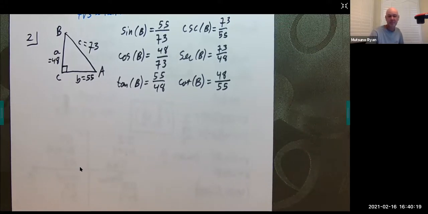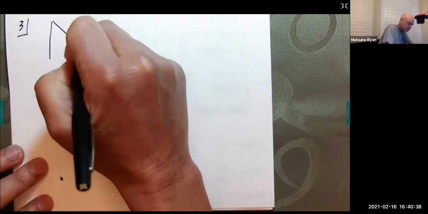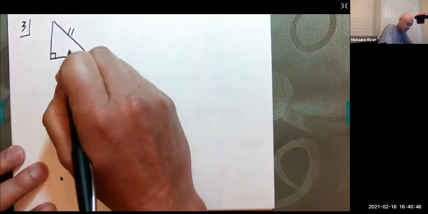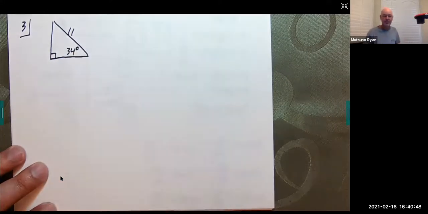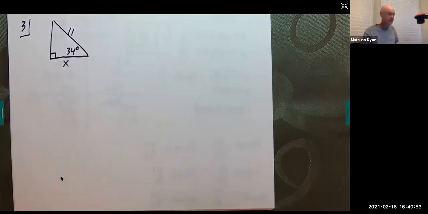Looks like a lot of work, but it really isn't so much. Just the 6 trig functions. Let's move on to problem 3. Here we have another triangle. You give us that the hypotenuse is 11. The angle here is 34 degrees. And we are missing this side here. They want us to solve for x.